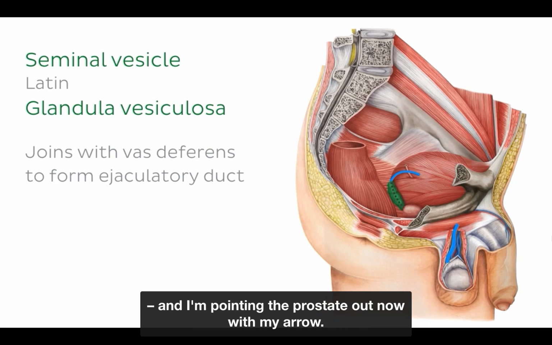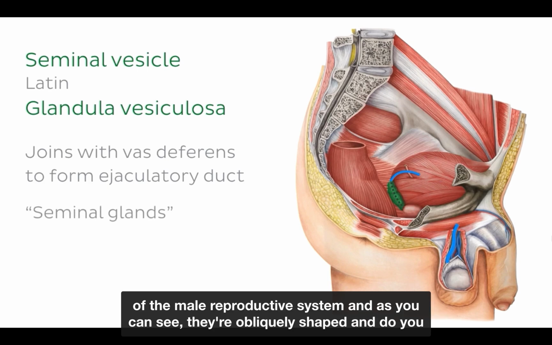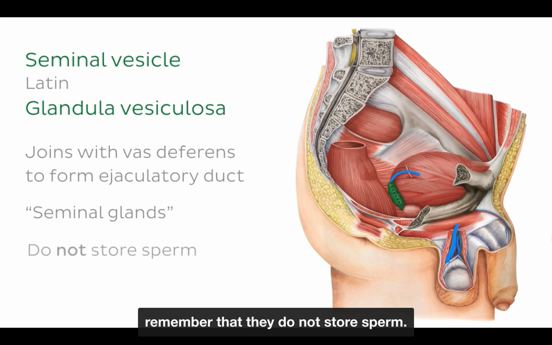And I'm pointing the prostate out now with my arrow. The seminal vesicles, also known as the seminal glands, are considered to be accessory glands of the male reproductive system. And as you can see, they're obliquely shaped, and do remember that they do not store sperm.